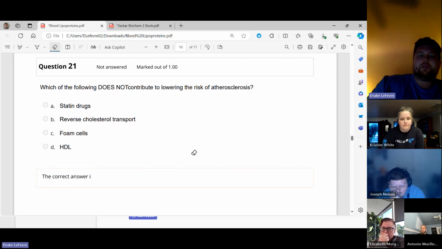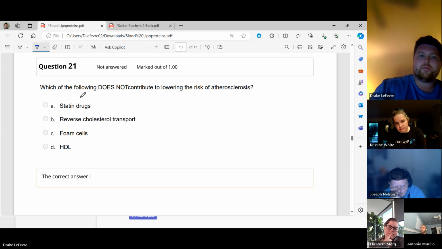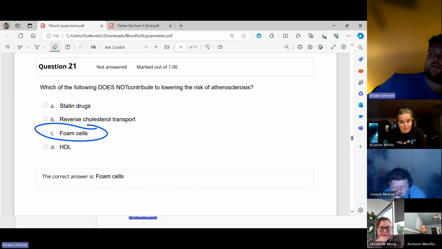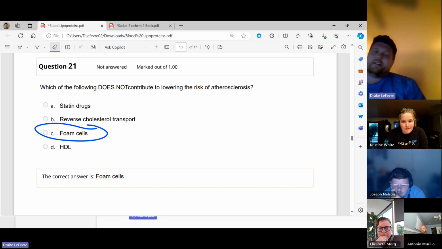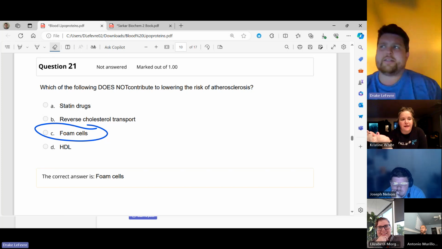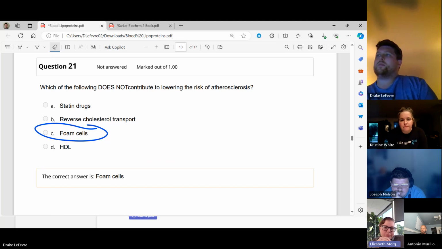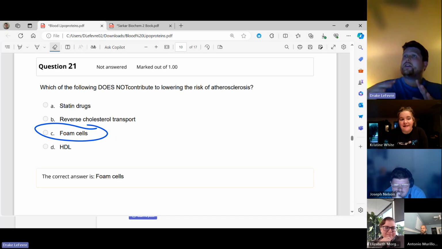Which of the following does not contribute to lowering the risk of atherosclerosis? This was the same question found in the previous unit. Foam cells. Do you remember what foam cells are? We talked a little bit about it. So give me your best guess. Remnants of the fats being broken down in the bloodstream that get stuck in your arteries. Yeah, they kind of get eaten. Specifically, they get stuck because of macrophages.